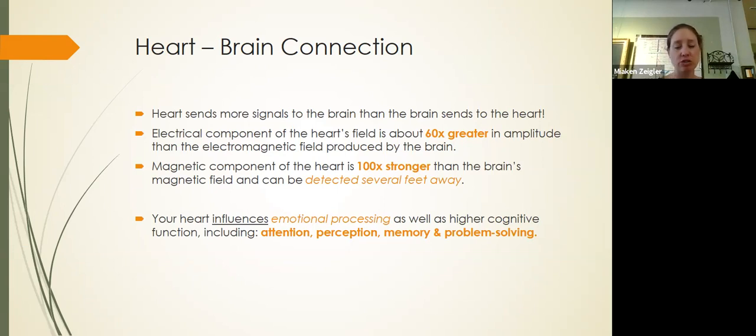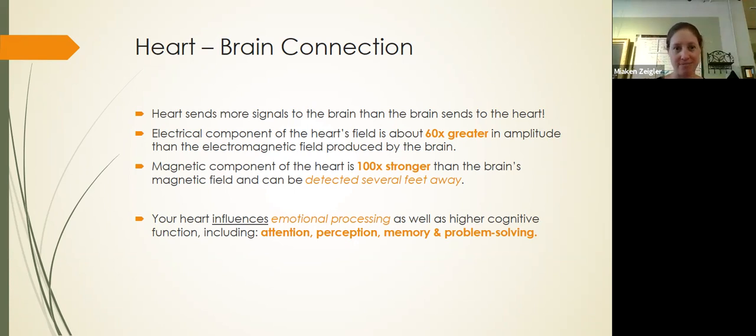And we have this electrical component of your heart. Your heart has, well, we all have an energetic field around us. All living beings have an electric field. Sometimes we call it consciousness, but this electrical component of the heart's field is 60 times greater in amplitude than the electromagnetic field produced by the brain. Not only that, but the magnetic component of the heart is 100 times stronger than the brain's magnetic field. And it can be detected several feet away, versus your brain's magnetic field, where you have to be within an inch of the brain.